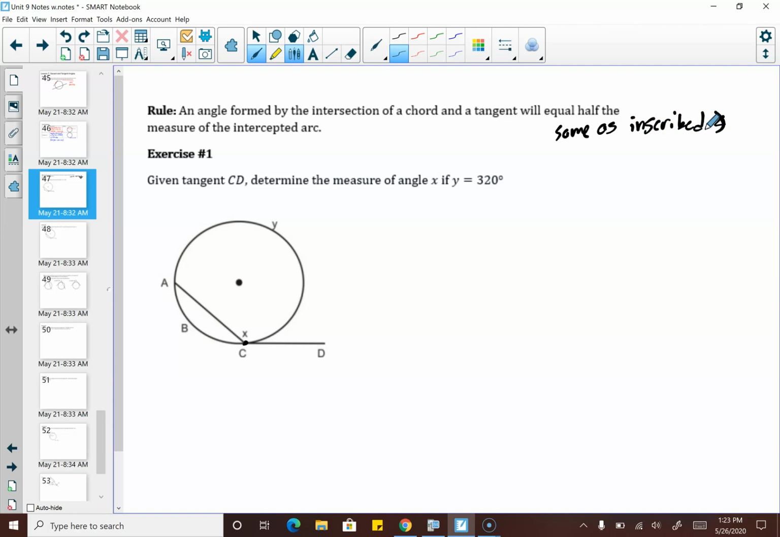So if we look here, given tangent CD, determine the measure of X if Y is 320 degrees. So if the arc that X opens up to is 320, then X is going to be half of that, which is going to be 160 degrees. All right.